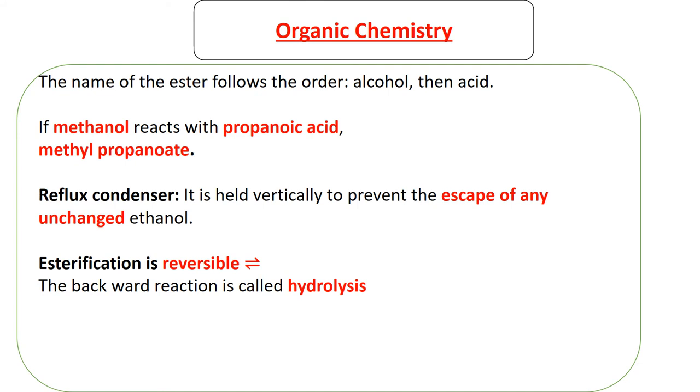So this backward reaction, where the ester reacts with water to form the acid and the alcohol, is called hydrolysis. In essence, hydrolysis is basically breaking a compound using water. So that's what happens. An ester is broken down to form the carboxylic acid and the alcohol using water. So the forward reaction is esterification. The backward reaction is hydrolysis.